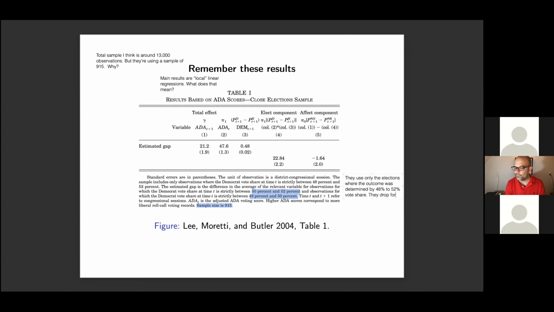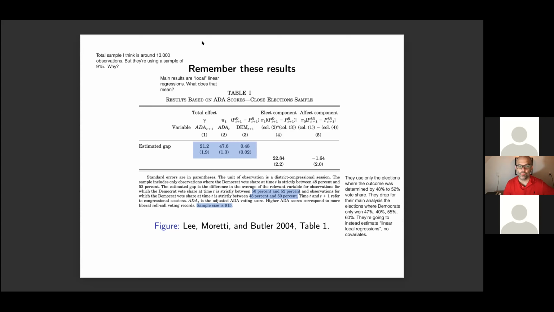They drop for their main analysis the elections where Democrats won 47%, 40%, 55%, 60%. They're going to drop those. They're going to instead estimate linear local regressions, no covariates. Here's what they find. This is their finding. We're going to ignore this stuff.